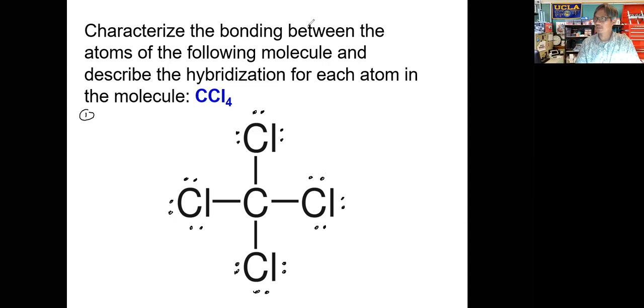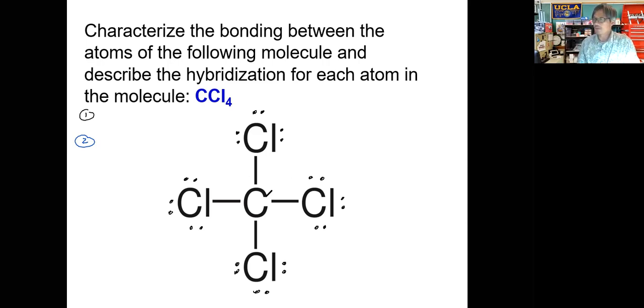Let's take a look at the next one. We want to identify the bonding domains around the carbon, and let's do the same thing for the chlorine as well. The chlorines are obviously not central atoms, but we can characterize the molecule not only in terms of the center atom, which is carbon here, but we can also apply what we know to characterize the chlorines, the atoms that are not the center atom. Let's do that together.